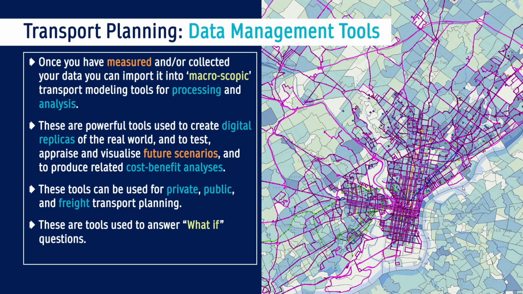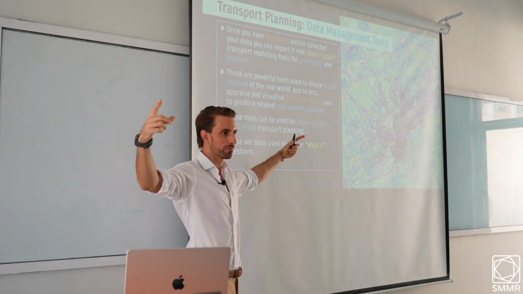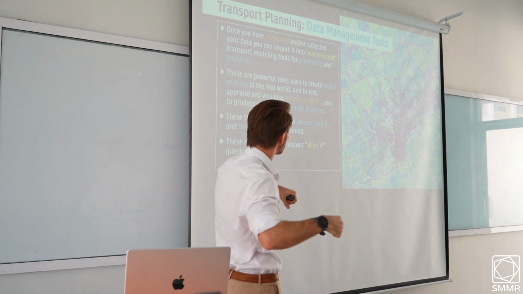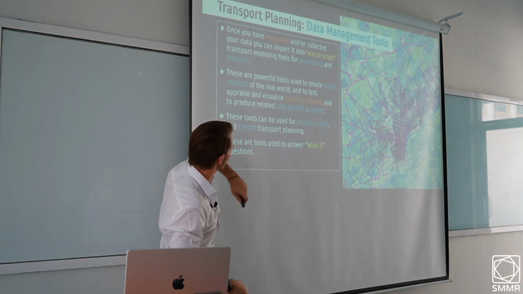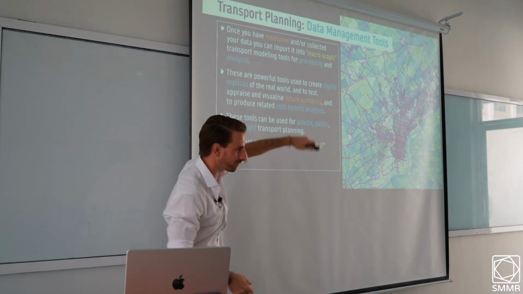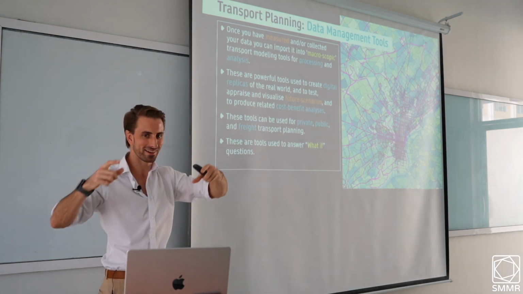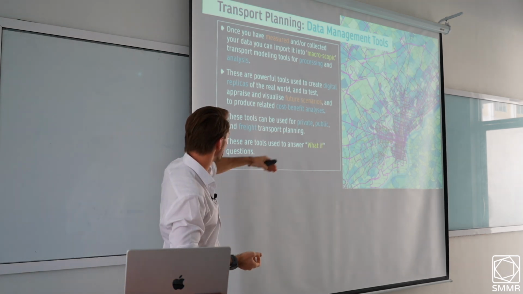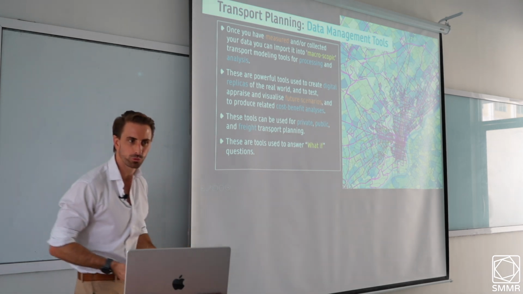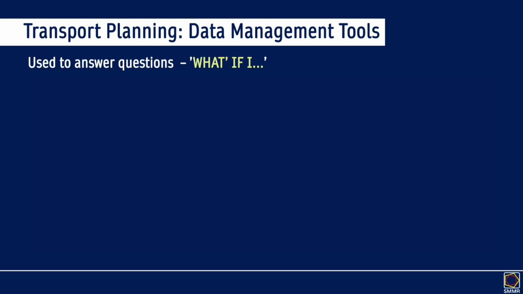We talked about a lot of different types of data. Now I just want to explain how we can bring all of this together for planning purposes using what we call macroscopic modeling tools. So macro means large scale, like macroeconomics, and we have macro transport modeling tools where we can create digital replicas, a digital twin of people's movement in a city. And we can do this for private, public, and freight transport. And you use these tools really to answer what-if questions.